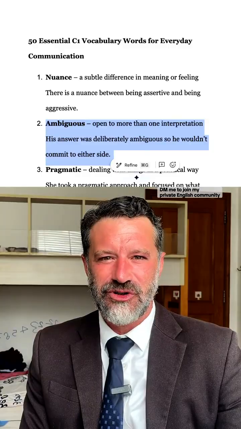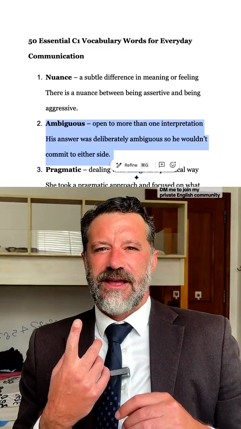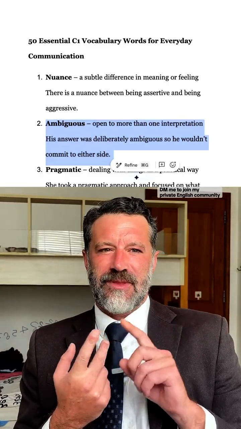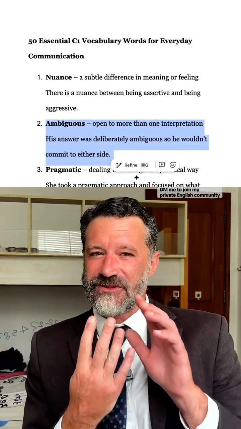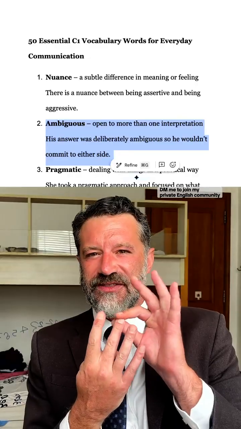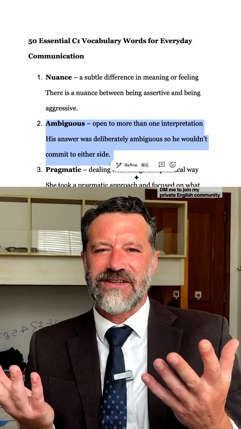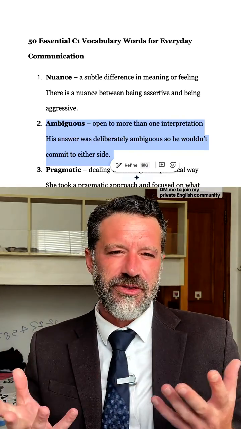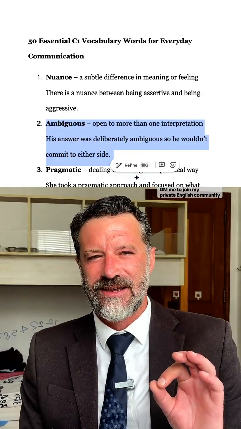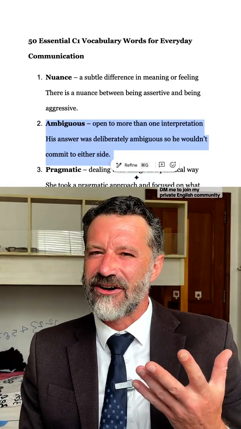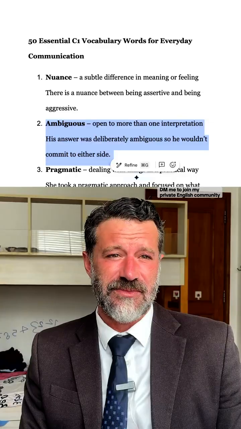So moving on, number 2, ambiguous. Say that with me. Ambiguous. It's got 4 syllables. Put the stress on the second syllable: am-BIG-u-ous. It means open to more than one interpretation. If something is ambiguous, it's not really clear. You're not exactly sure how to understand something.